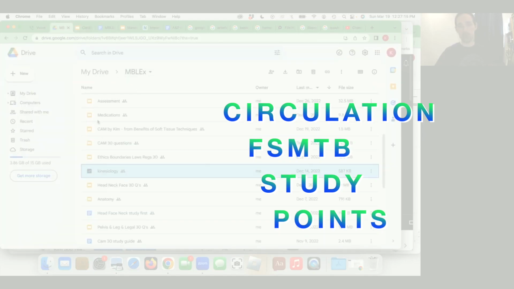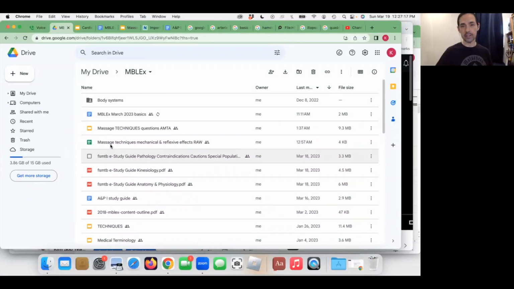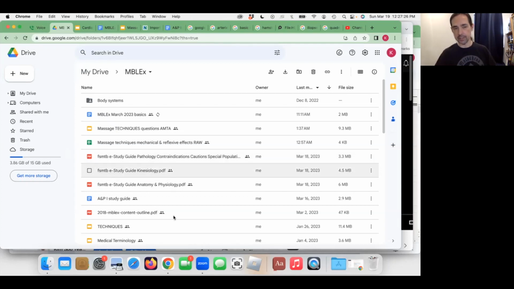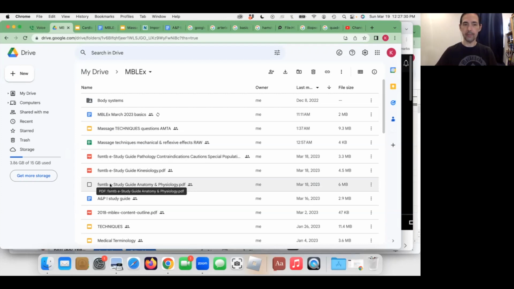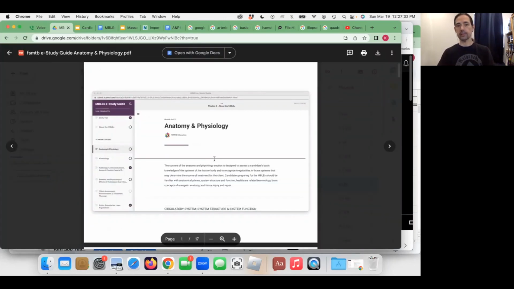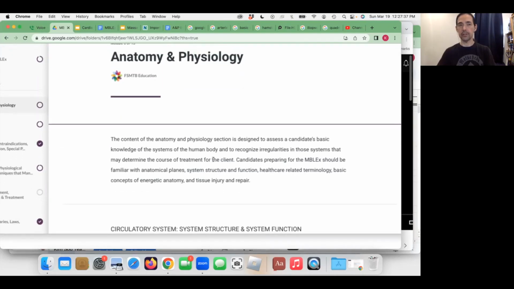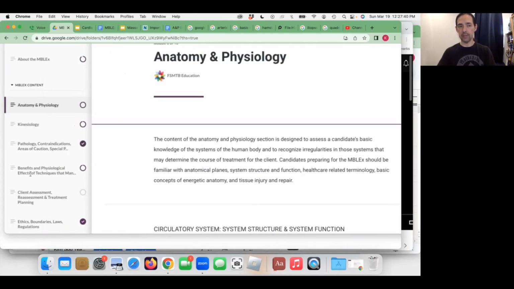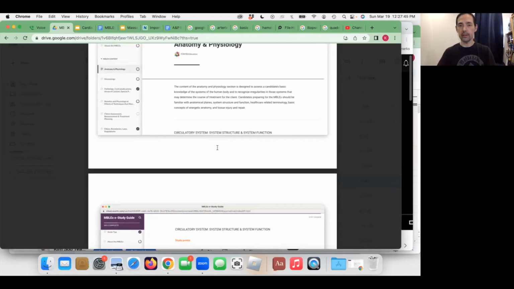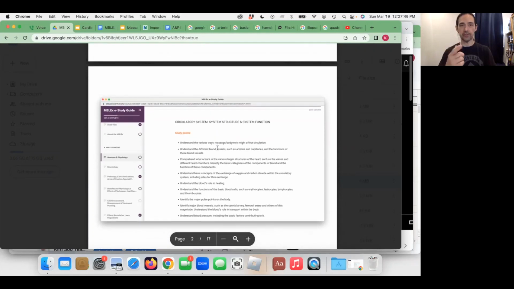Okay, so here's our MBLEx folder. And if you organize things by name, you'll see FSMTB, e-study guide, pathology contraindications, kinesiology, anatomy, and physiology, right? And you can open it. And it looks like this, and then you just have to zoom in to make it clear. So if you look at it, there's anatomy, kinesiology, patho, benefits, client assessment, ethics, boundaries, right? And then it's organized by systems. So circulatory system, lymphatic system, muscular system, respiratory, etc.